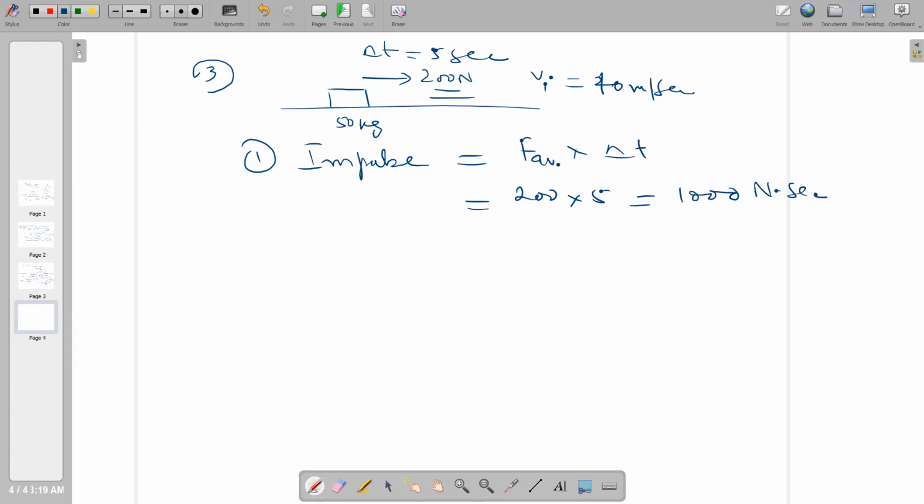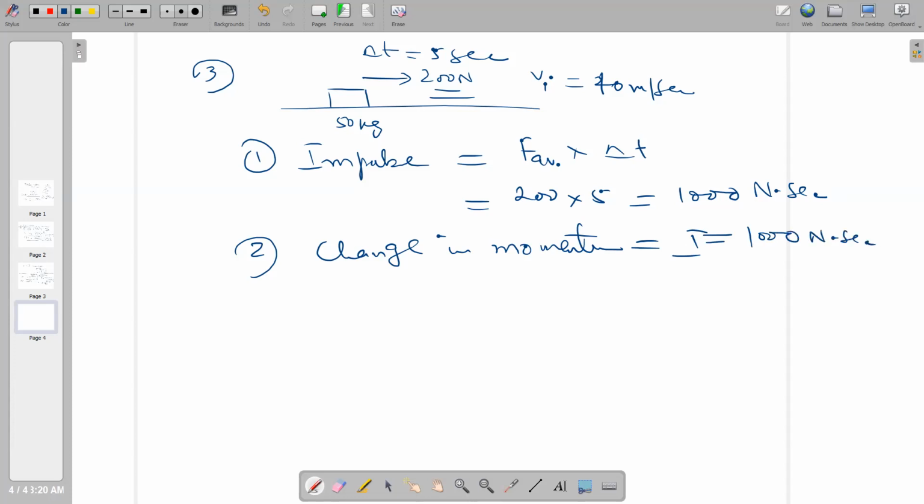Okay, the second question is, find the change in momentum. You should know that change in momentum means impulse. Same thing. So what will be the answer? 1000 Newton second. Same answer.